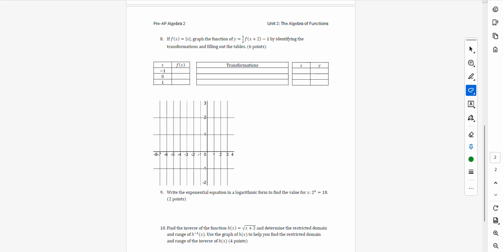So that original table, 1, 0, 1, right? Because the absolute value of -1 is 1. The absolute value of 0 is 0. The absolute value of 1 is 1. Then graph the function y equals 1/2 f of x plus 2 minus 1 by identifying the transformations, filling out the tables. As a matter of fact, you could have graphed this on your calculator and still gotten points.